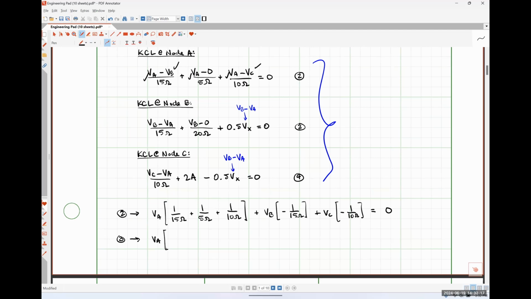So I'm going to pull out my VAs first. I should have a factor of negative 1 over 15 ohms from this guy right here. And I will also have a factor of negative 0.5 from this guy right here, right? So 0.5 Vx is going to look like 0.5 VB minus 0.5 VA. So that's where that one came from. Now we're going to pull out our VBs. That's going to look like positive 1 over 15 plus positive 1 over 20 plus positive 0.5. Pull out our VCs. Because there are no VCs, this coefficient is 0. And we still don't have any constant terms, so we're going to set this one equal to 0.